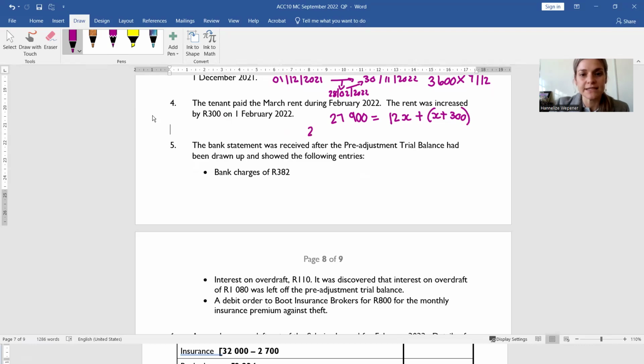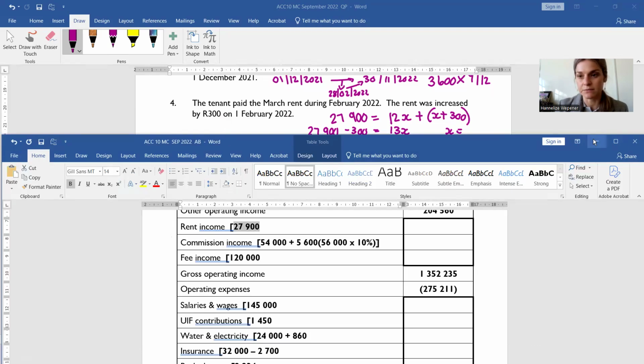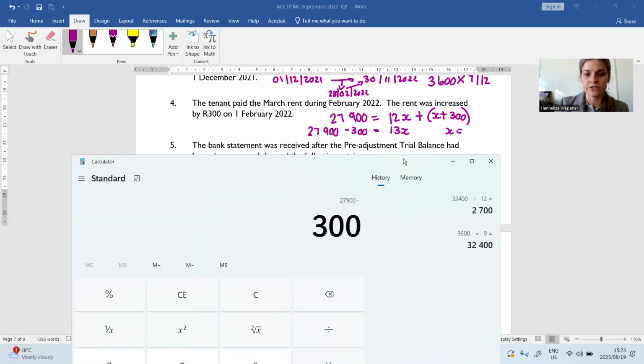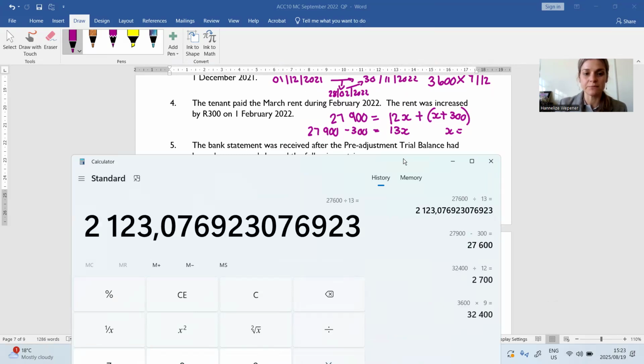So 27,900 plus 300 becomes minus 300. And over here you have 12X plus X, so you have 13X. Therefore, X is equal to, let me get my calculator again. Okay, so 27,900 minus 300 divided by 13 because you are showing 13 months. Let me just double check. What did I do here? Oh, just let me pause.